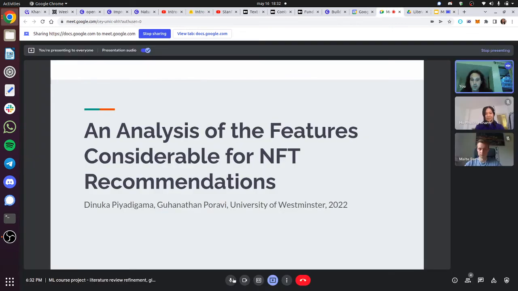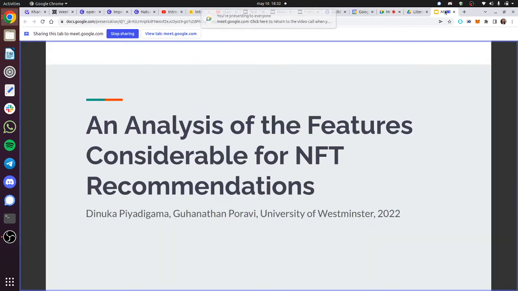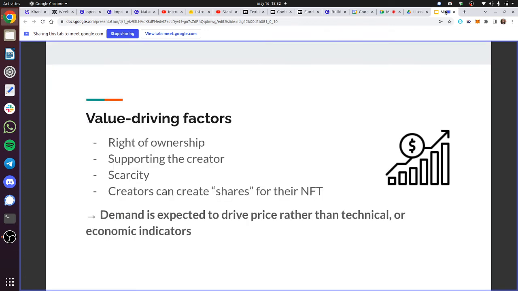Malte, it's your turn. Yes, thank you, Julian. So I dealt with another paper from 2020, which was an analysis of the features considerable for NFT recommendations. So at the end, we want to build this recommendation system, and they also tried and did in some parts well, in some there are still open questions. Can I go to the next slide?